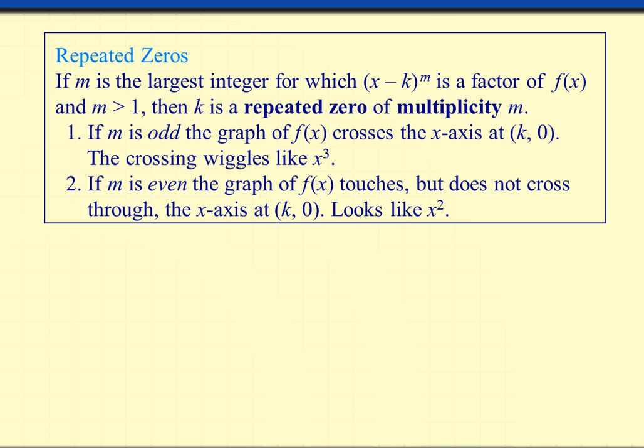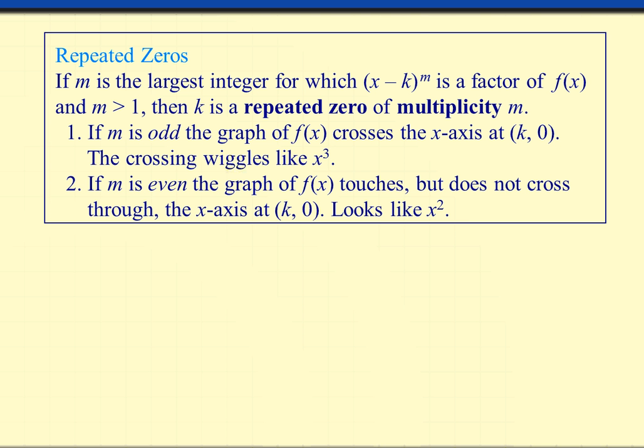Okay, repeated zeros. This is kind of hard to read, and I'll read it, of course. If m is the largest integer for which x minus k to the mth power is a factor of f of x, and m is greater than 1, then k is a repeated zero of multiplicity m. All it means is once we factor the polynomial, if it has a factor that's x minus a number to some power other than 1, the power on that x minus k is called the multiplicity of the zero k.